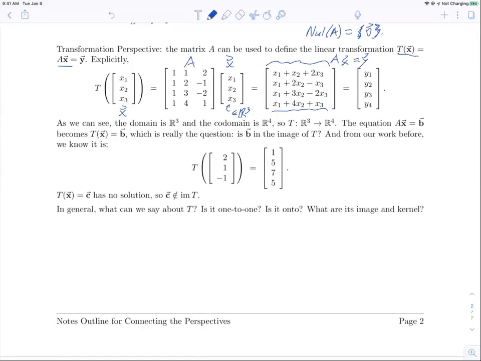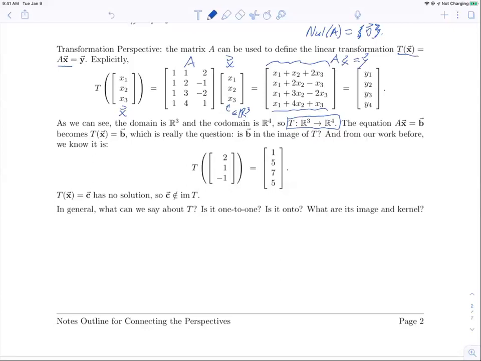But it's just this different way to think of it now, where we're thinking of this thing as a transformation where we're plugging in vectors in R3 and it's spitting out vectors in R4. And so we get, remember, that's just how we write such a transformation. The domain is R3, the codomain is R4. Okay, so that's just what the matrix gives us. It gives us a transformation.